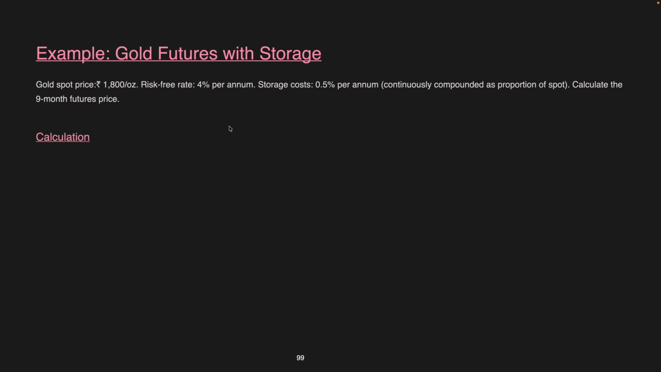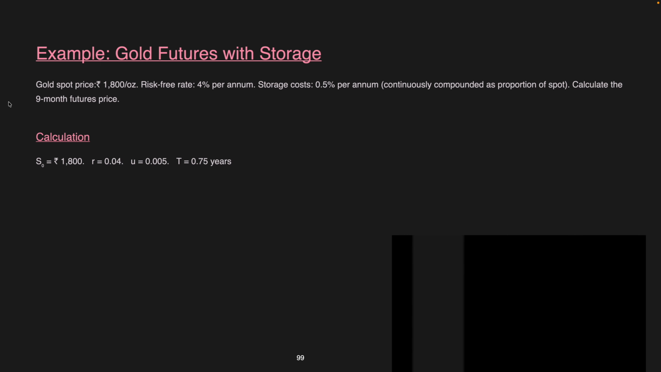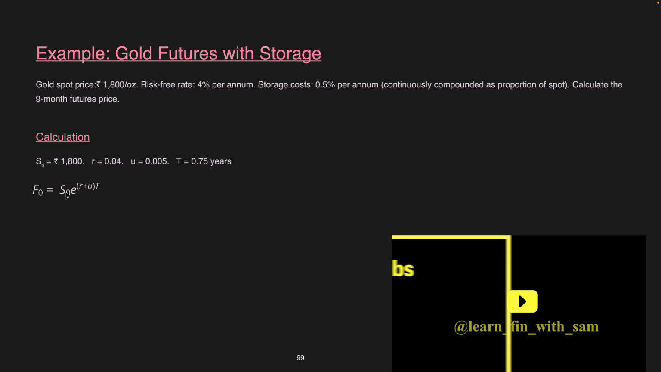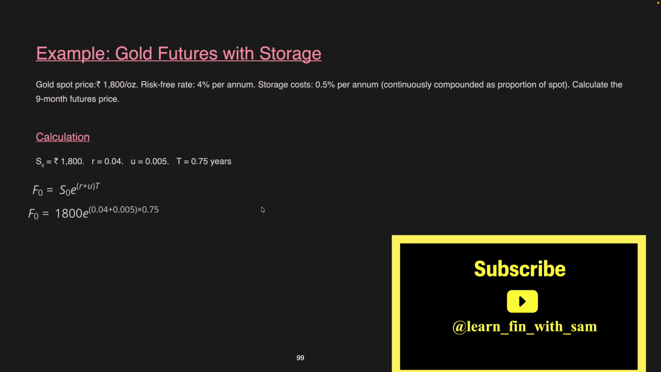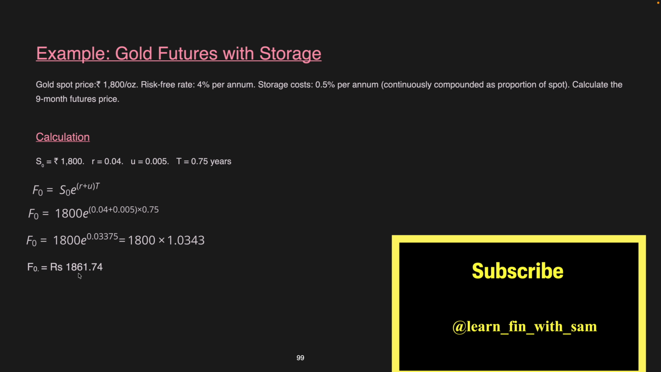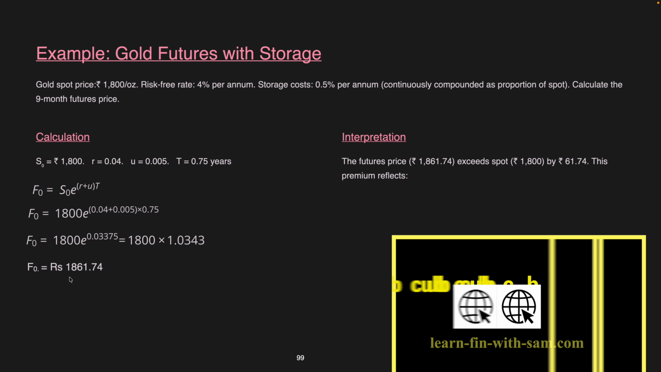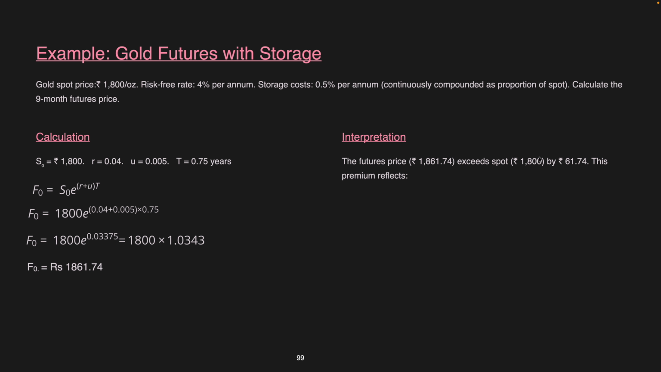Now let us take an example. Gold price is 1800 per ounce, risk-free rate is 4%, storage cost is 0.5% per annum, continuously compounded as a proportion of the spot price, and calculate the 9-month future price. So we know all the data. All we have to do is plug in the values. The future value will be equal to S0 into e to the power of (r plus u) into T, which is nothing but 1861.74. So the future price of 1861.74 exceeds the spot price because of the cost of carry.